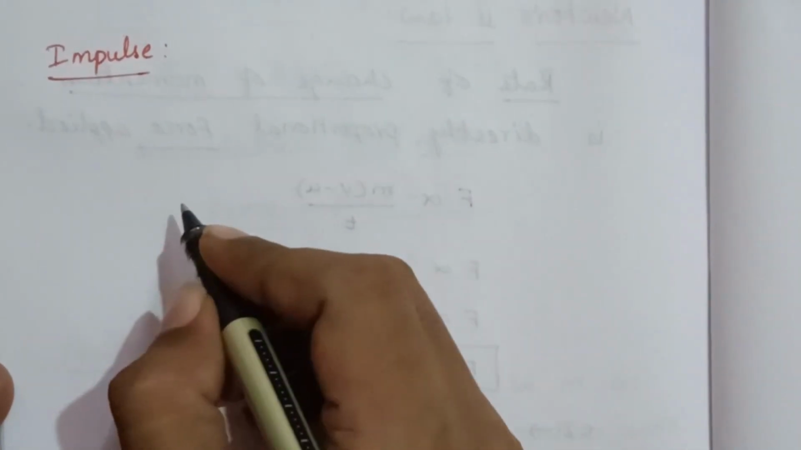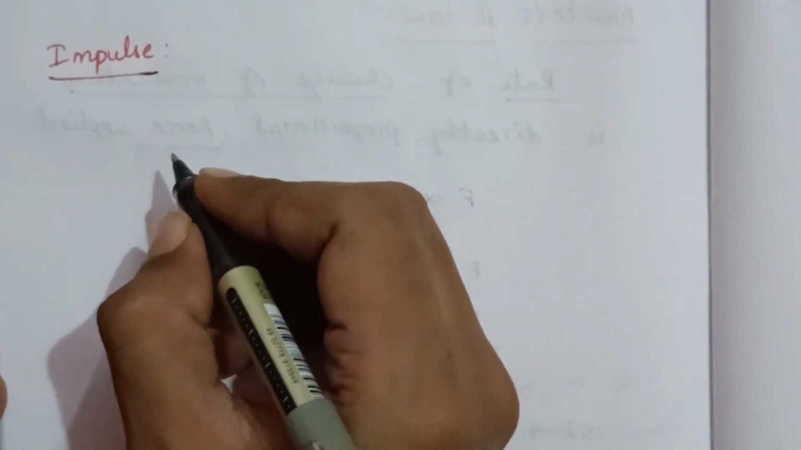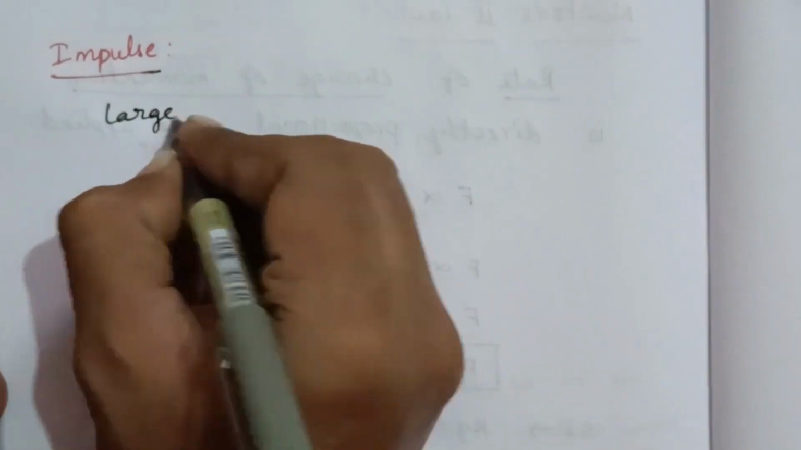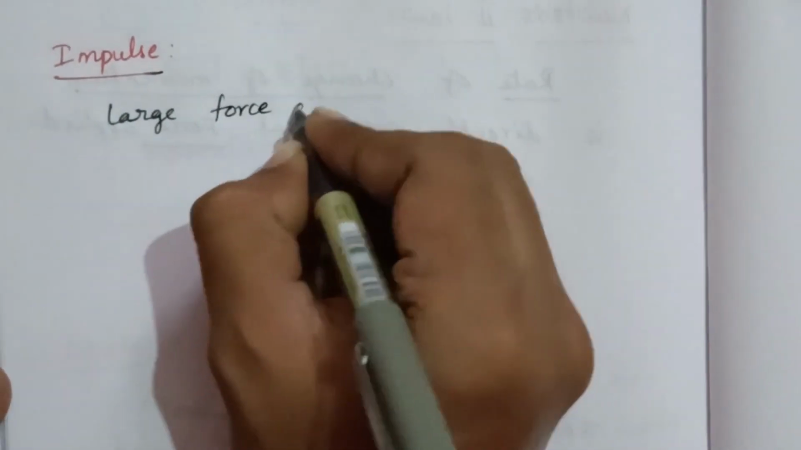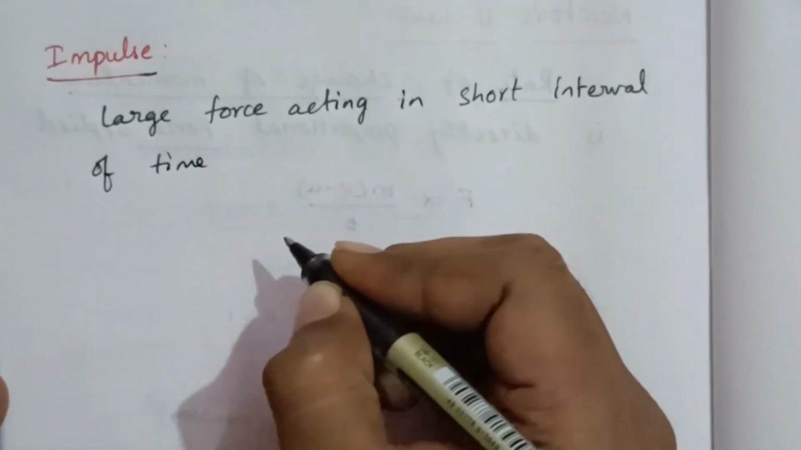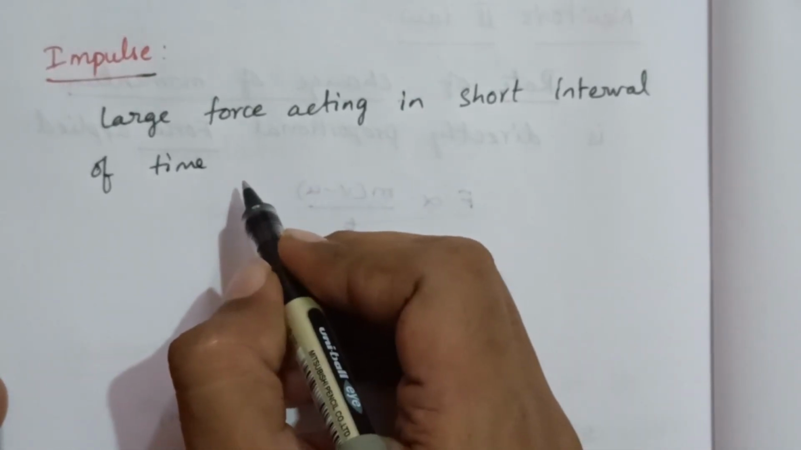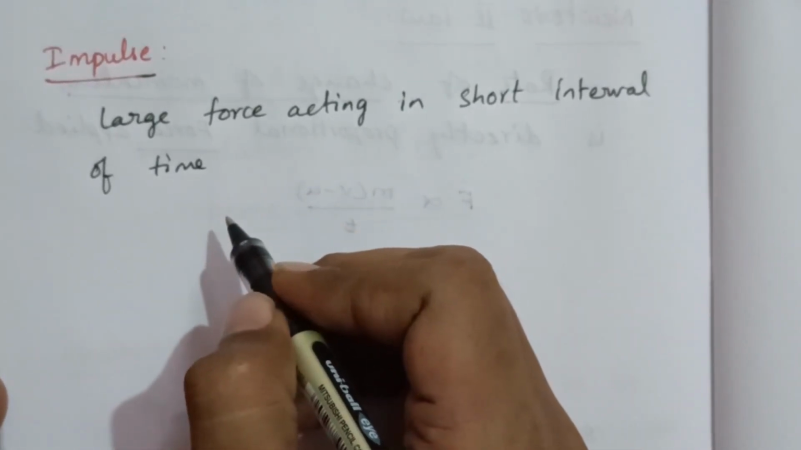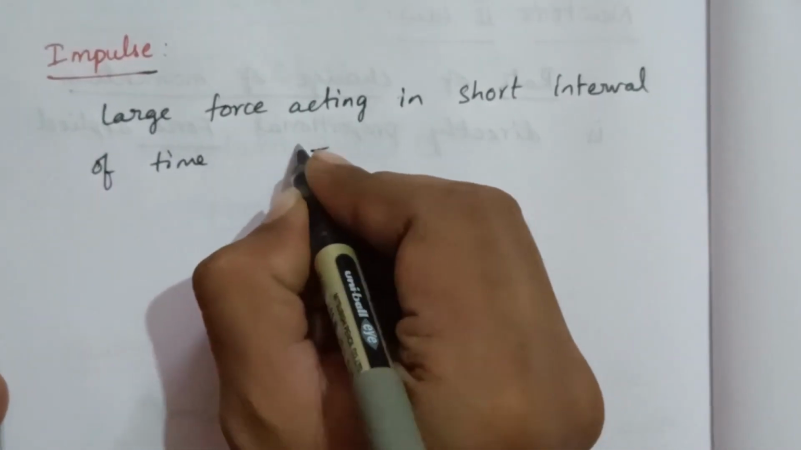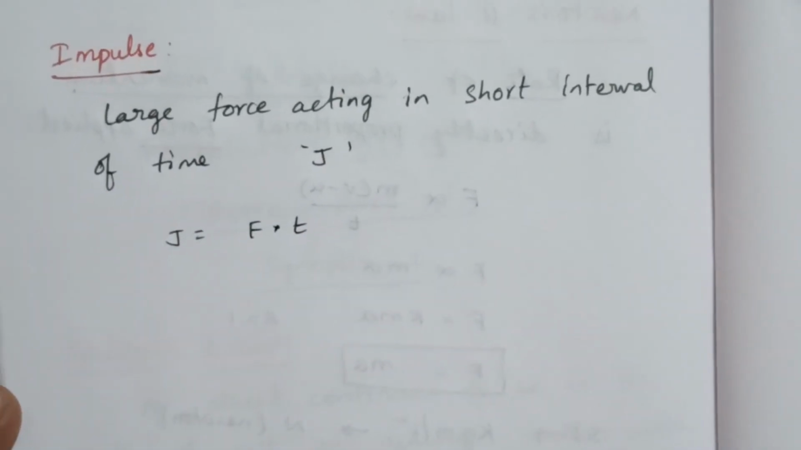Next one is impulse. Impulse means if a large force acts in a short interval of time, then it is known as impulse. Impulse is denoted by letter J. J equal to force into time.